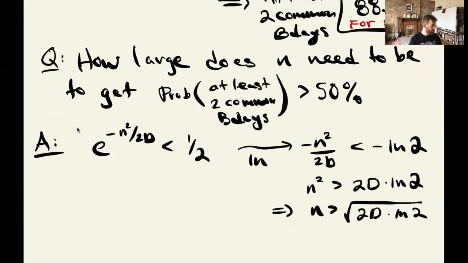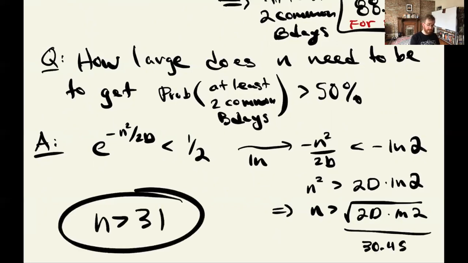Now, what does that work out to in our case here? Well, let's just plug it in. I actually didn't calculate that, so I'll pull it up here. The square root of 2 times 669 times the natural log of 2. I get that n needs to be greater than 30.45. So as long as n is greater than 31, I'm in business.